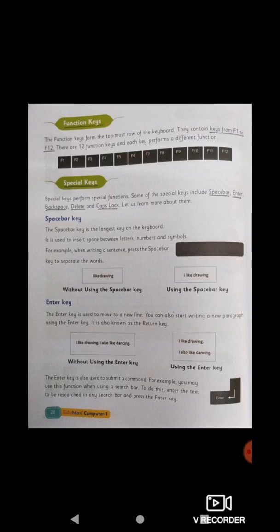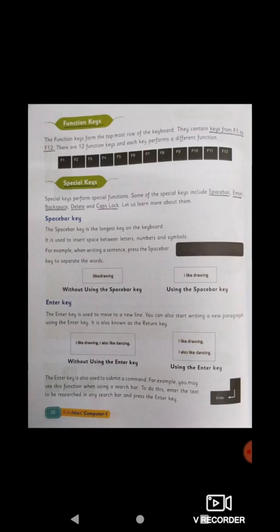The longest key on the keyboard, there's only one longest key on the keyboard and one spacebar key. Right? In your example, you can see without using the spacebar key, it is difficult to read what is written. And when you see on your right, with the spaces, it becomes easier to identify and read the words. It's written, I like drawing. So what is the use of the spacebar key, students? It is used to insert space between letters, numbers, symbols, words, sentences, anything.